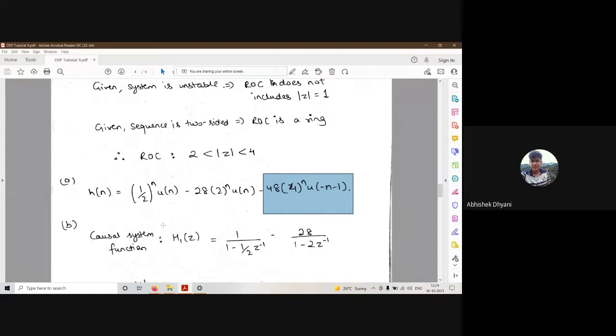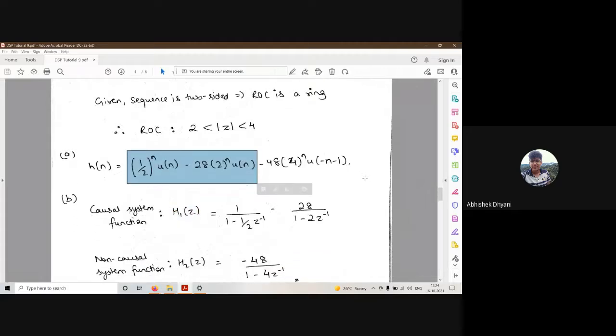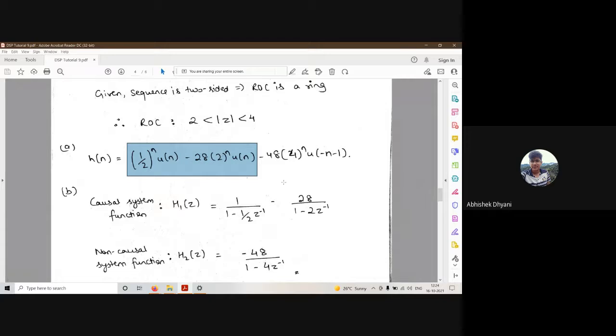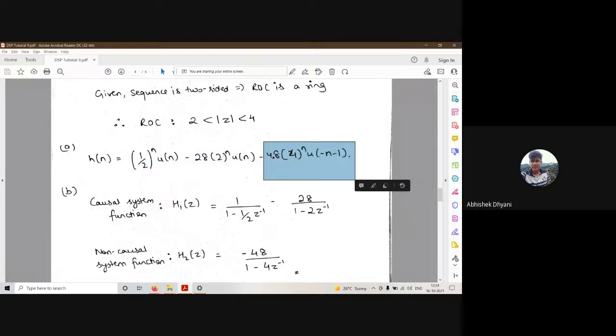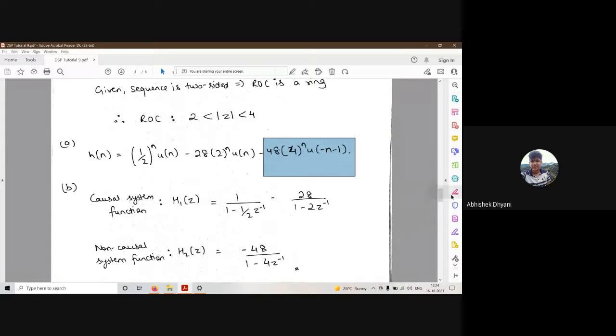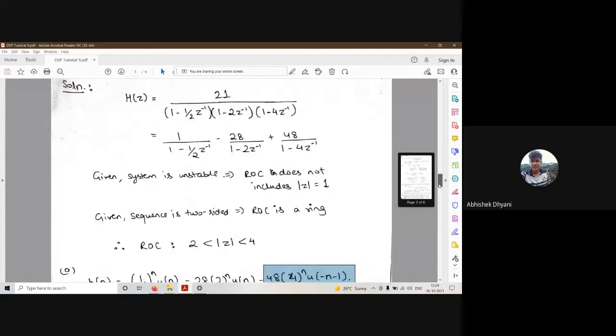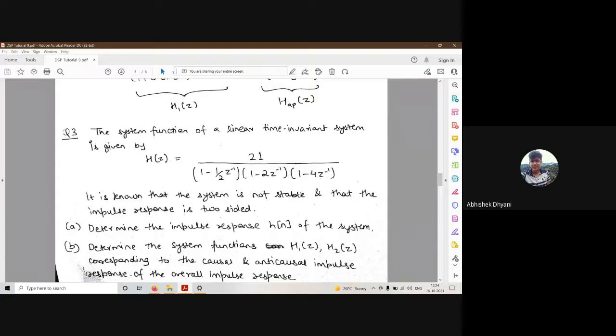So to calculate h1(z), which is the causal system function, we will take the z transform of these two parts. And when we have to find the anti-causal part, or sorry, the non-causal part, we will just take the system function corresponding to this part. And that's how we can obtain h1(z) and h2(z). Yeah, that was question number 3.